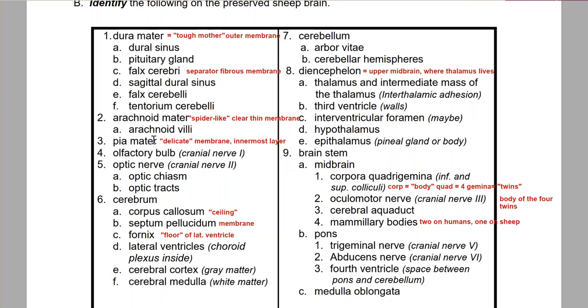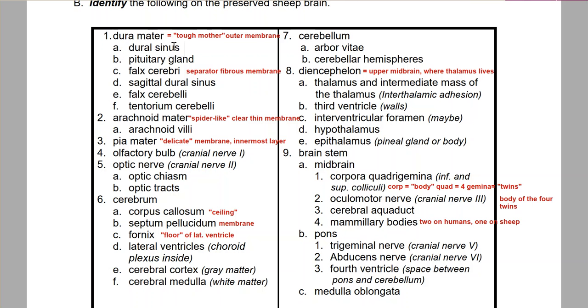And then pia mater is the delicate innermost layer that literally lays right on the brain and spinal cord and can't be lifted up or pinned because it's interwoven into the nervous tissue of your brain and spinal cord. Then there's a little bit, so we talk about all the structures here under dura mater. All of these structures A through F are made somehow of dura mater.